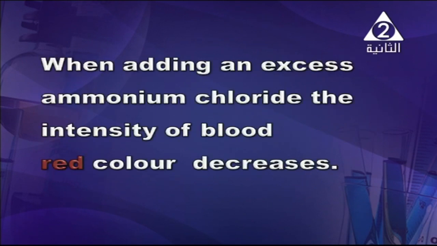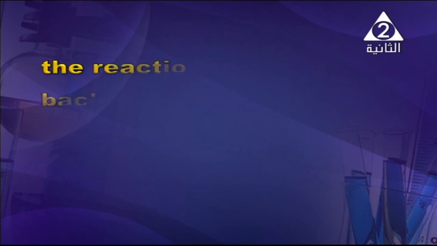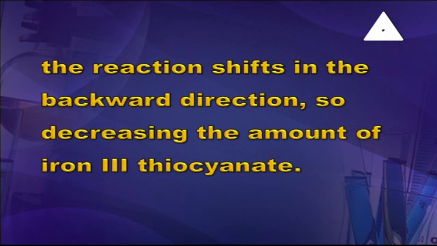And when adding an excess of ammonium chloride, the intensity of the blood red color decreases, and we have given reason for this point. Because according to Le Chatelier principle, when the concentration of products increases, here the reaction shifts in the backward direction, so decreasing the amount of iron 3 thiocyanate.